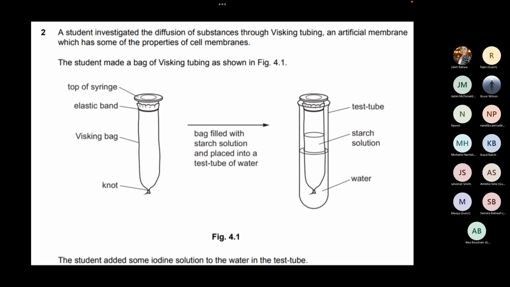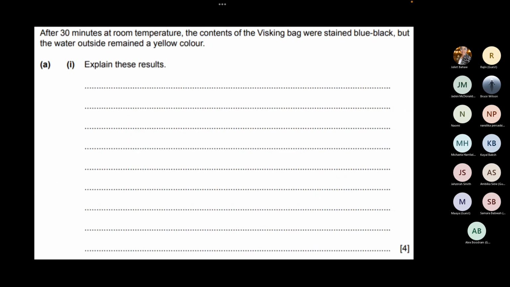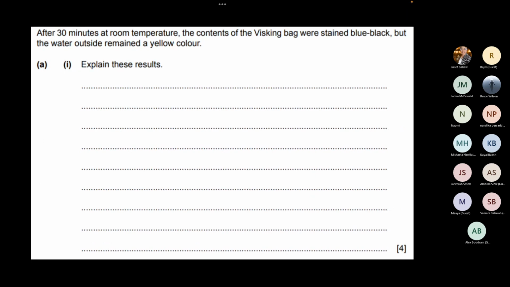The student added some iodine solution to the water in the test tube. After 30 minutes, now this is more diffusion. Osmosis is a type of diffusion, by the way. The difference is that water is being moved. After 30 minutes at room temperature, the contents of the Viskin bag will stain blue-black, but the water outside remains a yellow color. Explain these results.